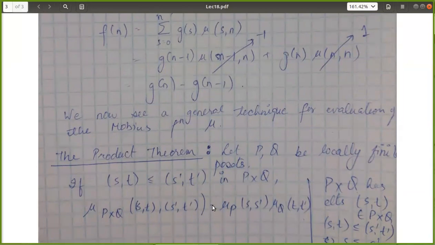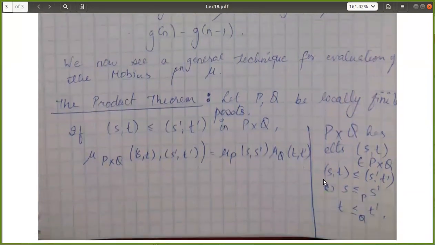Okay. So before that, let's just see what product of posets is. If P and Q are two posets which are locally finite, then the poset P cross Q is defined as follows: its elements are the elements of the Cartesian product of P and Q, in this order P comma Q.